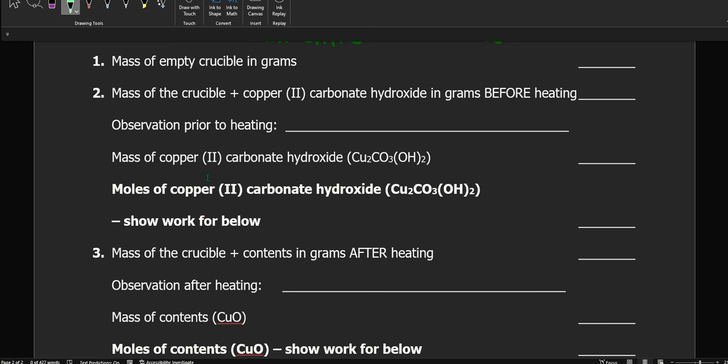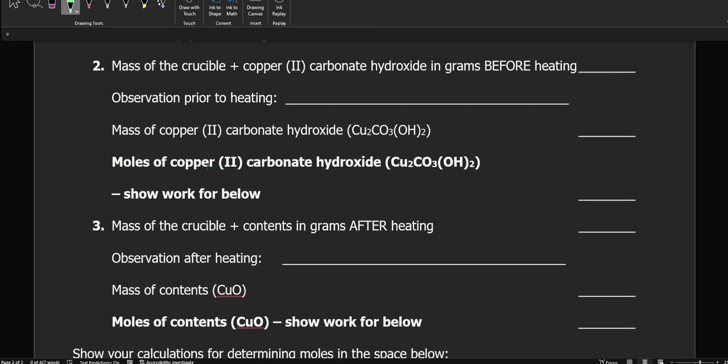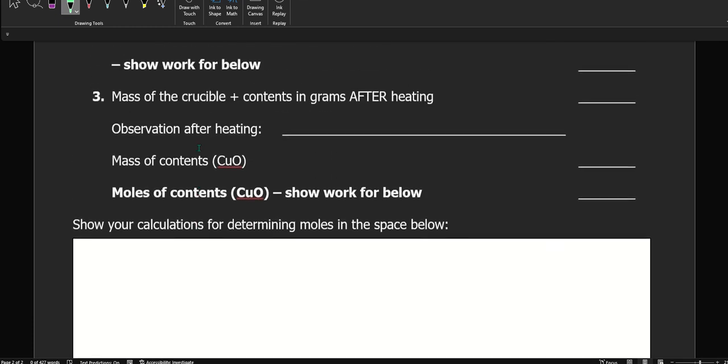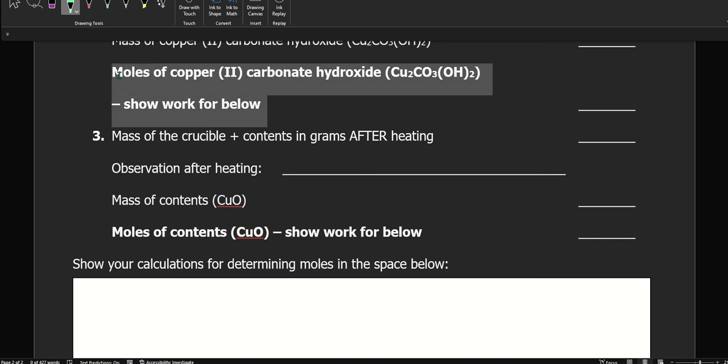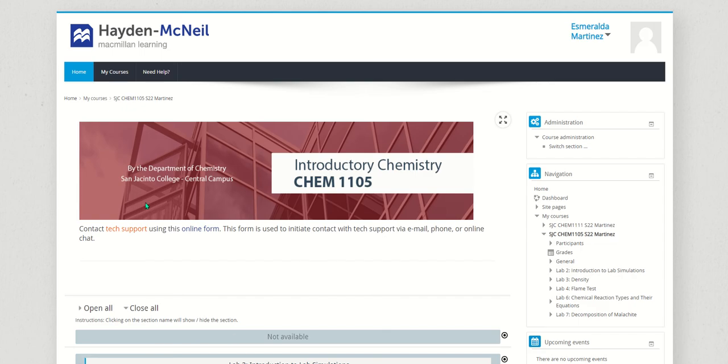I'll discuss the steps a little bit more once we get to the lab simulation, but one thing I want to point out is what you're showing work for. So you are showing work for determining moles, and I'll come back to this in just a second. So now I'm going to open up the lab simulation.